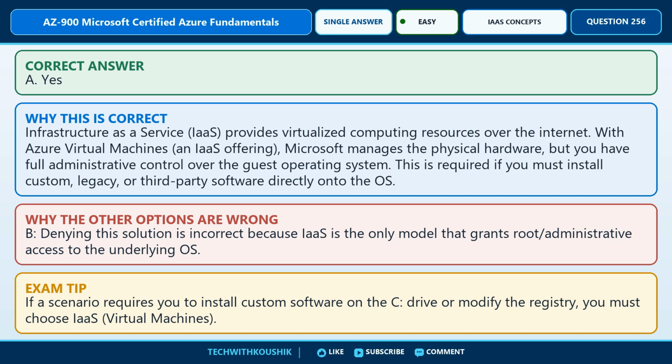The remaining options can be eliminated because B. Denying this solution is incorrect because IaaS is the only model that grants root administrative access to the underlying OS. Keep this point in mind for the exam. If a scenario requires you to install custom software on the C drive or modify the registry, you must choose IaaS, virtual machines.